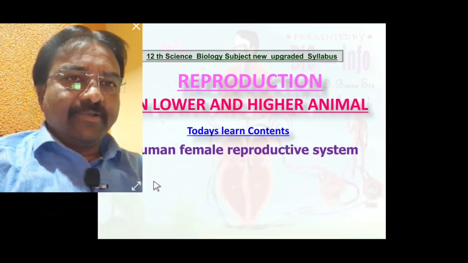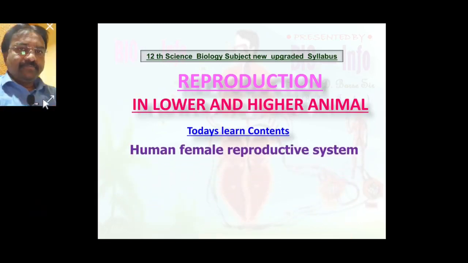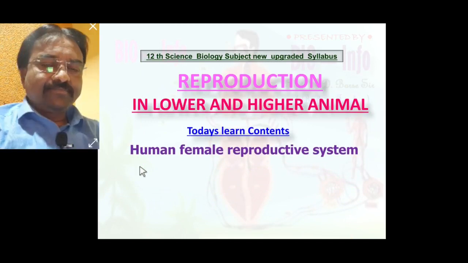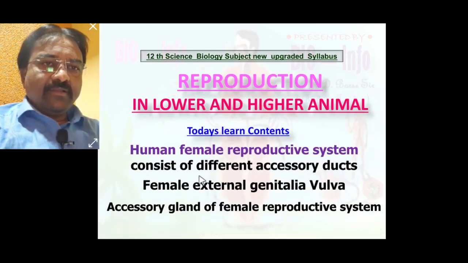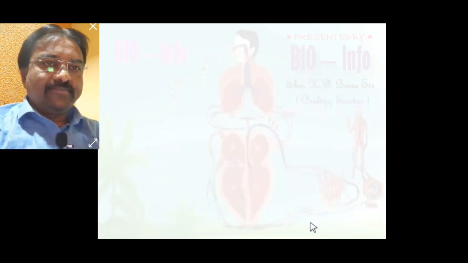The human female reproductive system consists of different accessory ducts, female external genitalia, vulva, and accessory glands of the female reproductive system. So let us start.